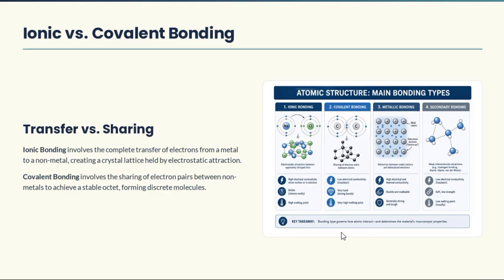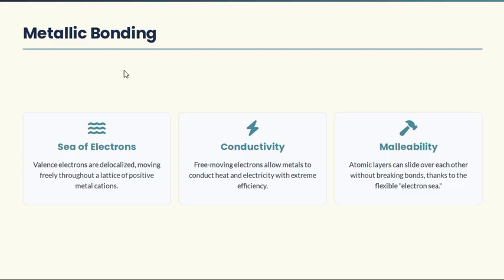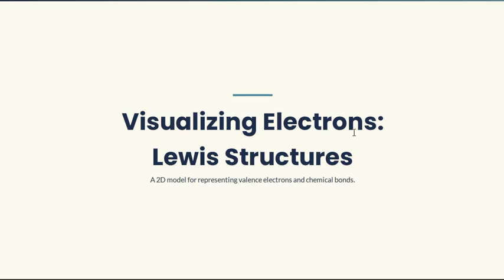Okay, so now we're gonna go over metallic bonding. There's a sea of electrons, and valence electrons are delocalized, which moves freely through a lattice of positive metal cations. Also, conductivity: free-moving electrons allow metals to conduct heat and electricity with extreme efficiency. And finally, another characteristic of metallic bonding is malleability, where the atomic layers can slide over each other without breaking bonds, thanks to the flexible electron sea.